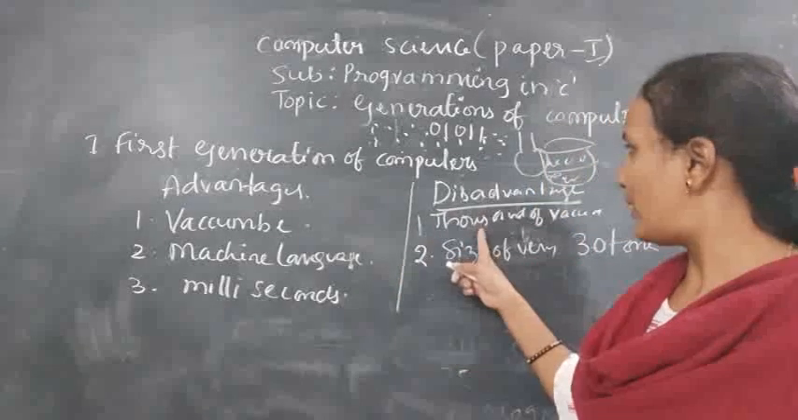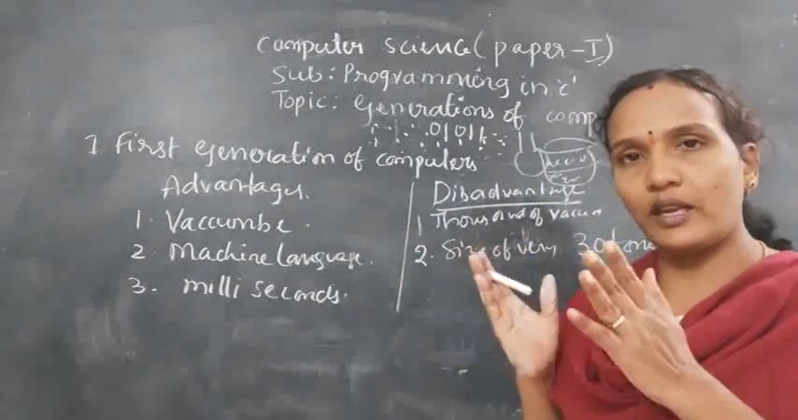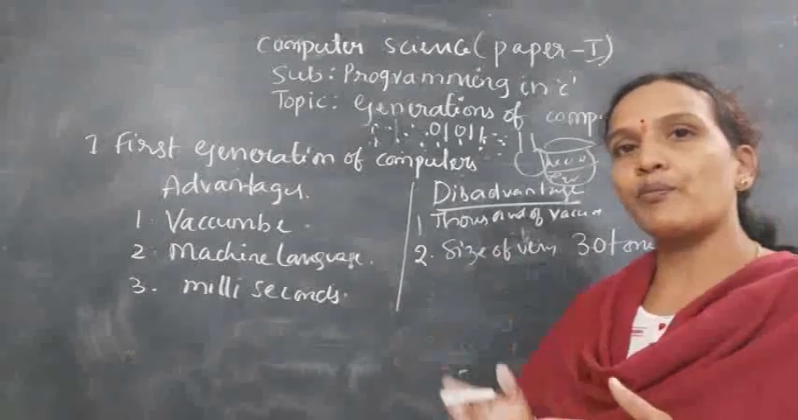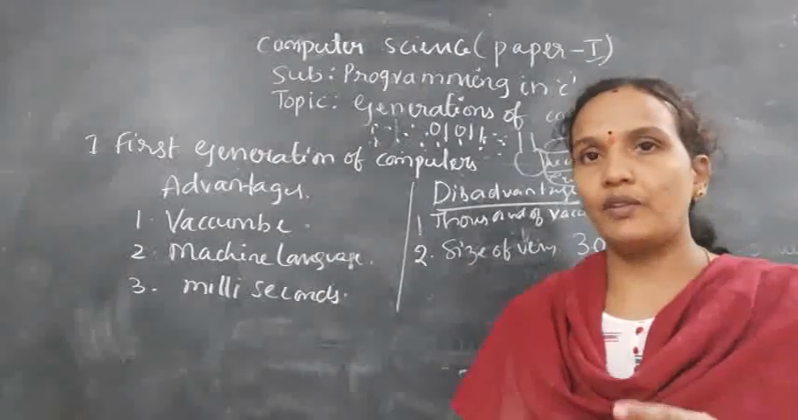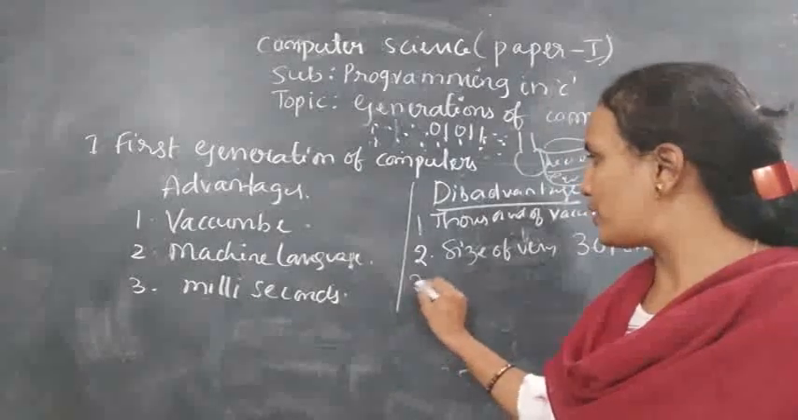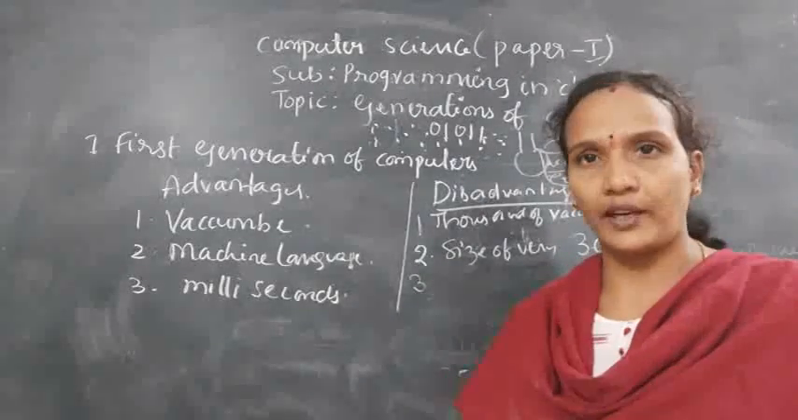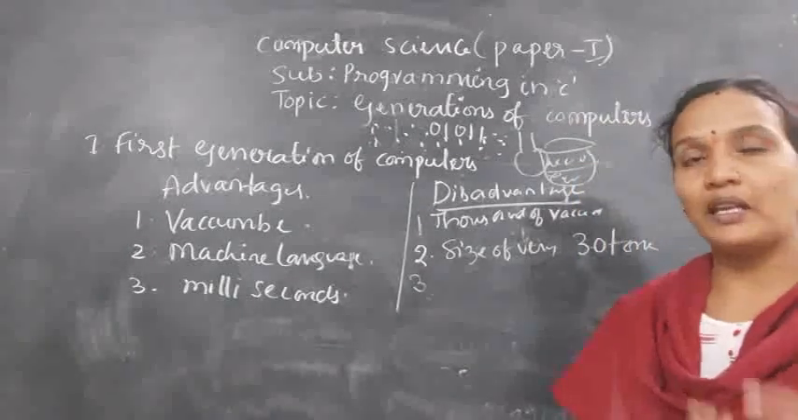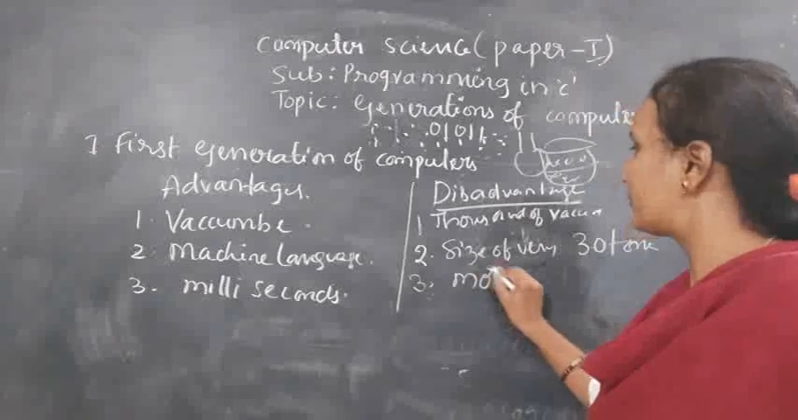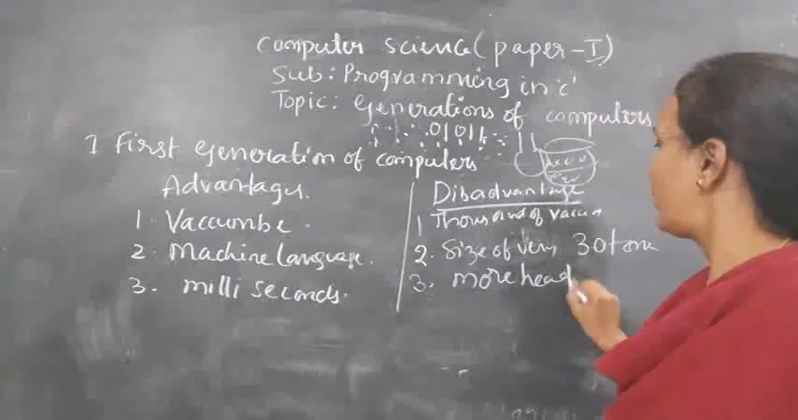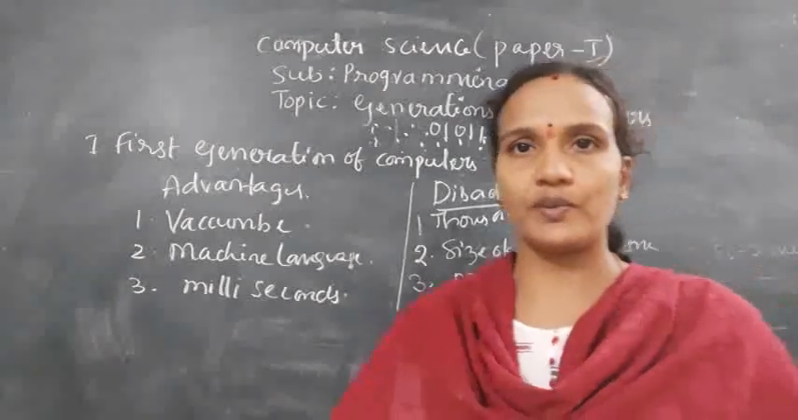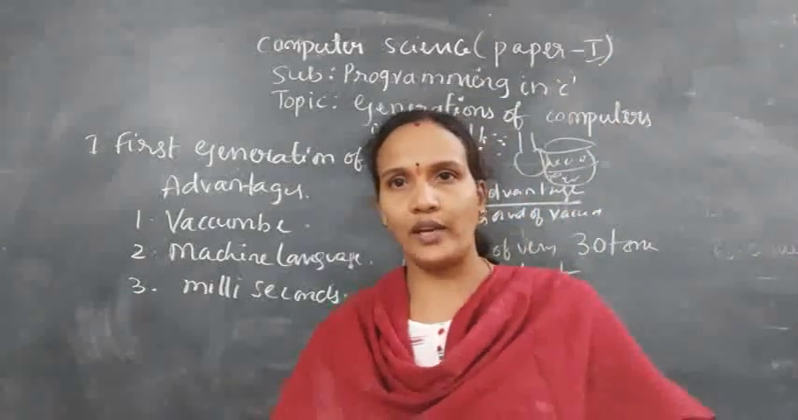Okay, first one is, they used thousands of vacuum tubes. The size of the computer is very big, nearby 30 tons. If they are using thousands of vacuum tubes, then what happened? It generates more heat, because they are using thousands of vacuum tubes. So obviously it will generate more heat.